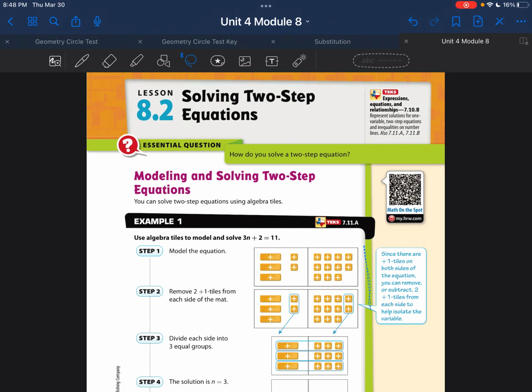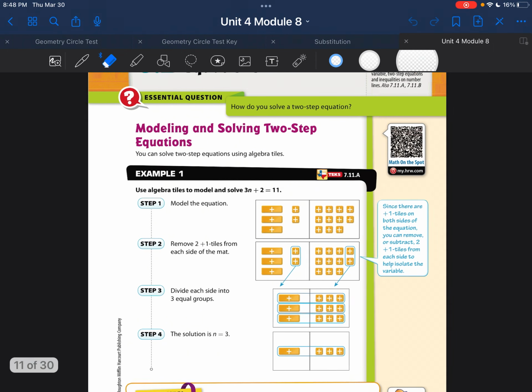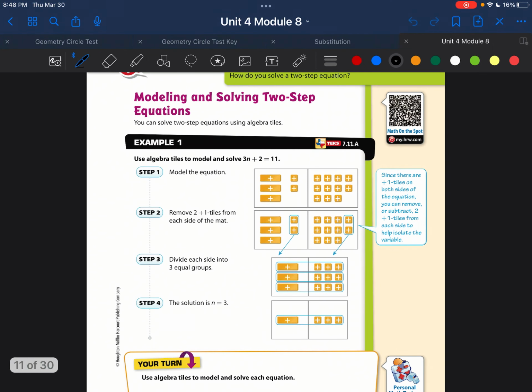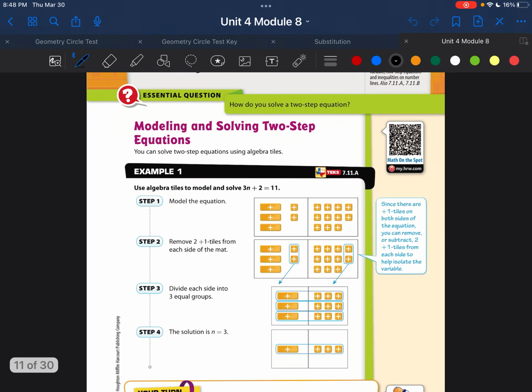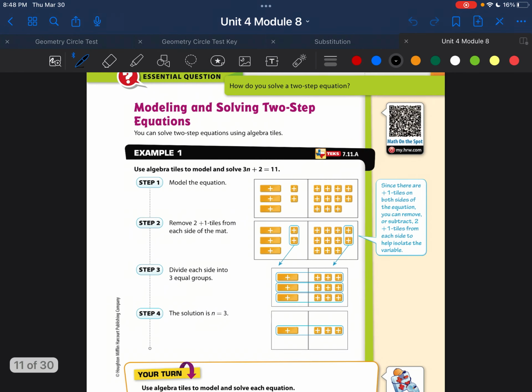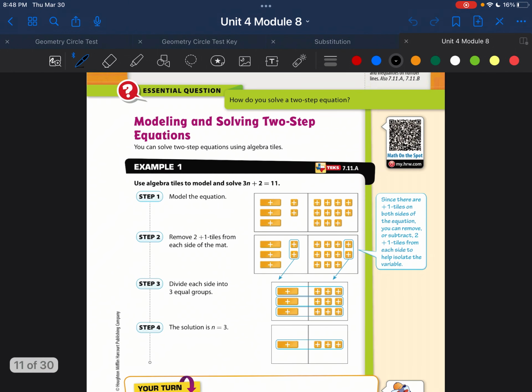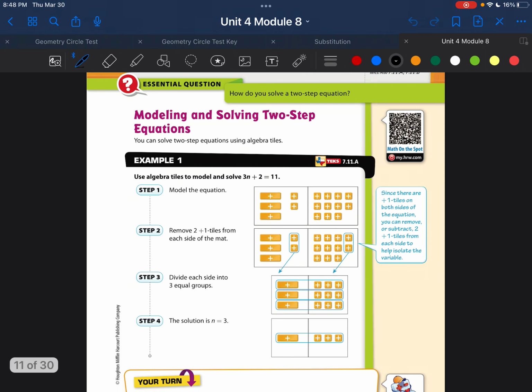All right, so we're on lesson 8.2, solving two-step equations. You should be on page 251. Most of you have already gone through this. If you haven't, don't worry. I'm going to show you a few different ways to do this. So we have modeling and solving two-step equations.